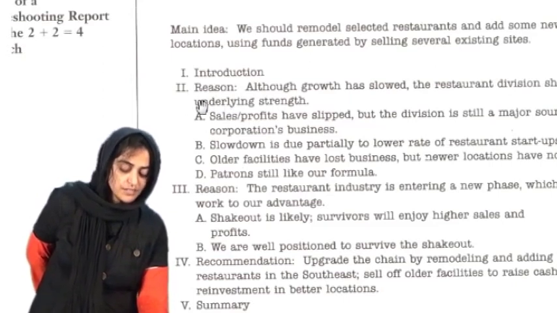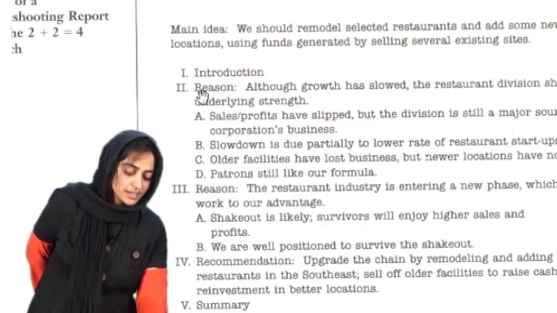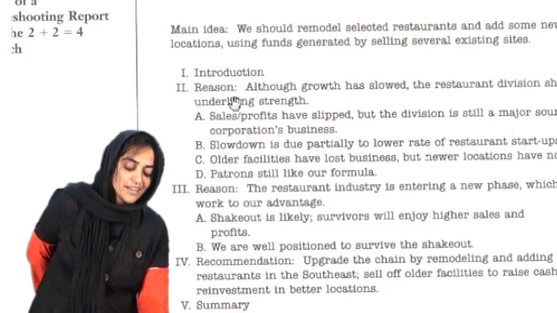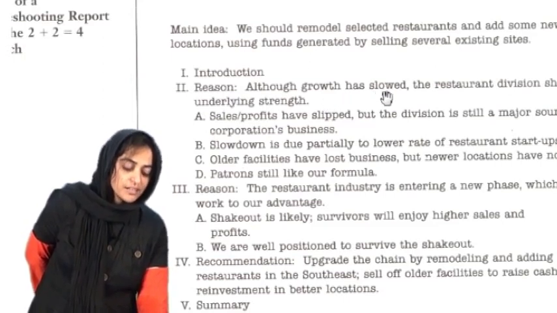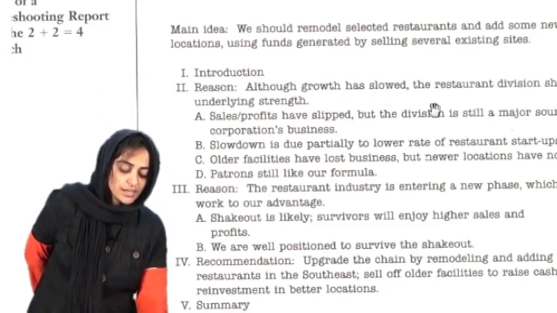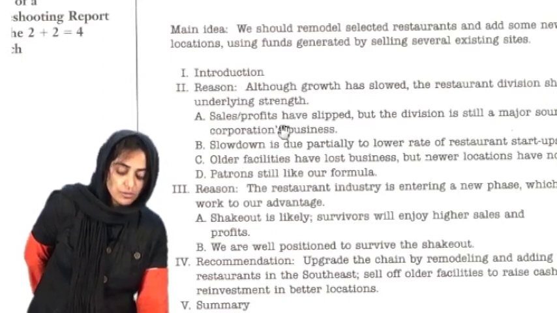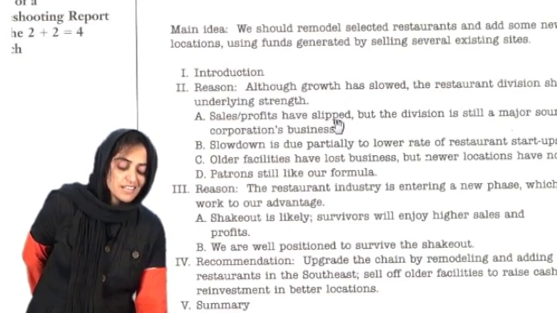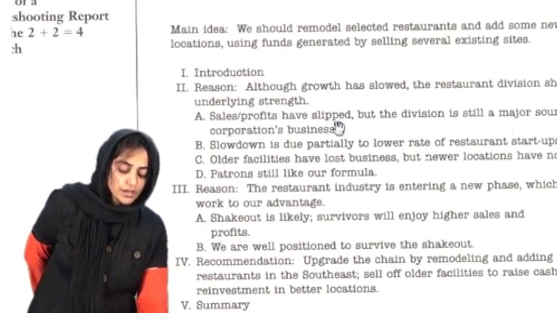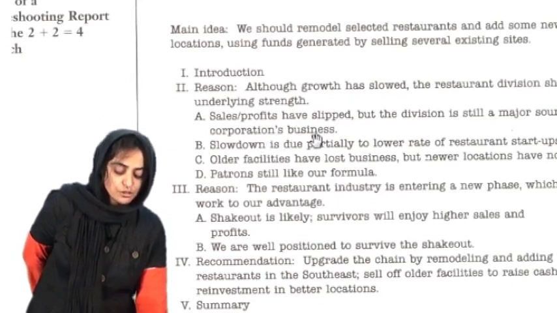Then point number 2 is reason. As you can see, I am pointing it. A. Although growth has slowed, the restaurant division shows underlying strength. B. Sales/profits have slipped, but the division is still a major source of corporation's business. Slowdown, this is the outline.